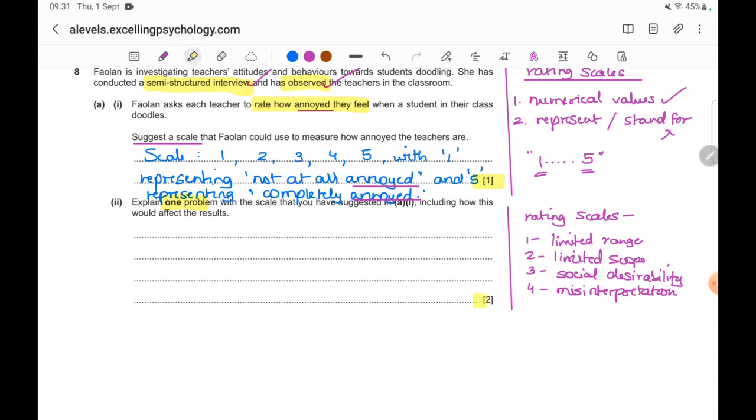Let's see how many marks this question is for. It's for 2 marks. So 1 for naming any of these issues, as always. Second for connecting it with the scenario given. Okay, as of now, I'll take up the first problem, limited range, and this is what I'll discuss here. Okay, so I'll say one problem is the limited range of responses.